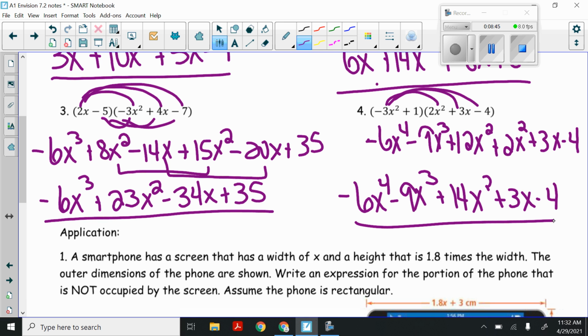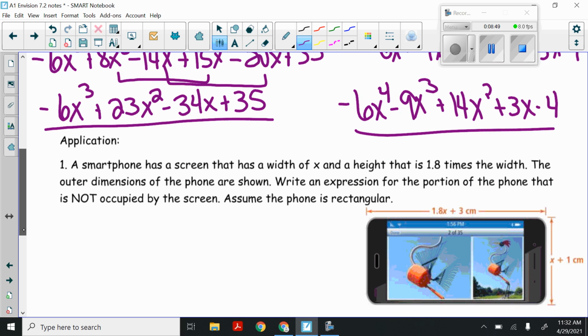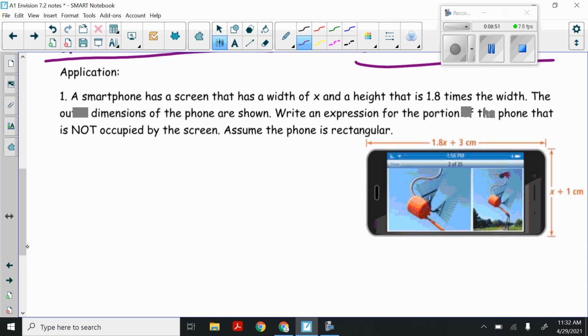And so now let's take everything that we've talked about today and do some application with that. So our problem says we have a smartphone that has a screen with a width of x and a height that is 1.8 times the width. Okay, so that's where the 1.8x comes in. The outer dimensions of the phone are shown. Write an expression for the portion of the phone that is not occupied by the screen.